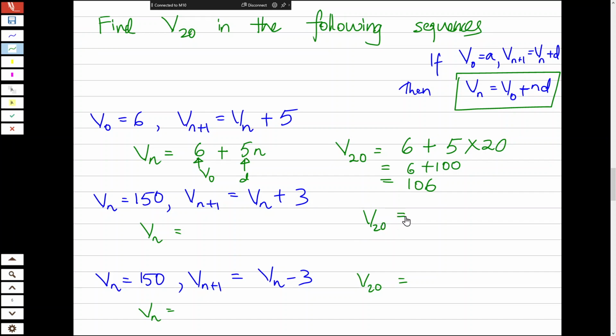All right, let's look at the second one. Can anyone tell me a formula that I can use here? That's it. You've replaced V0 and d with the specific numbers in the sequence.